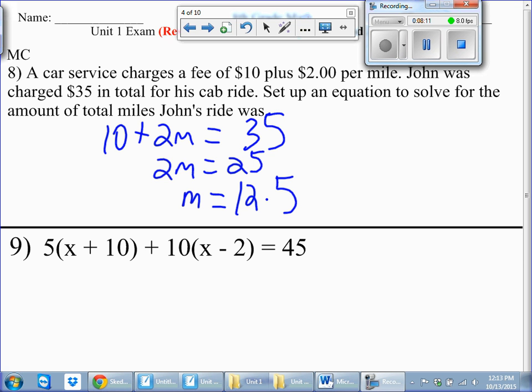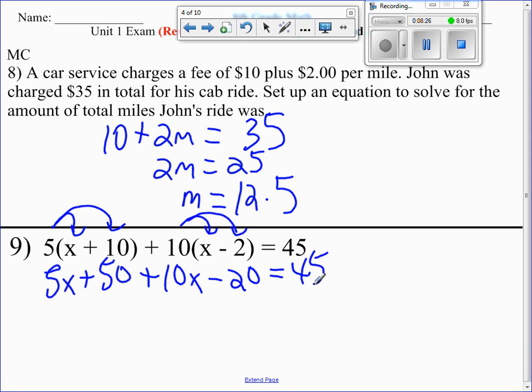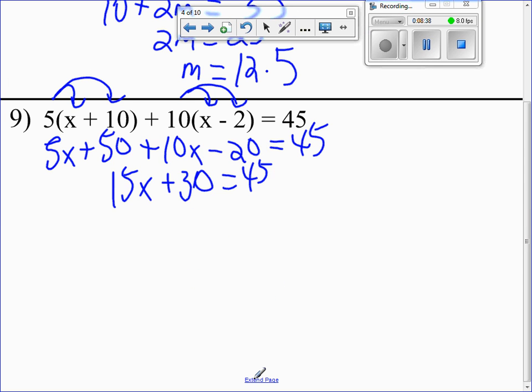Number 9, just an equation. Remember, if there's parentheses in an equation, you need to get rid of them first. So we're going to use the distributive property 2 times. 5x plus 50 plus 10x minus 20 equals 45. When you have a whole bunch of junk going on the same side like we do here, just find the like terms and combine them. So 5x and 10x is 15x. 50 minus 20 is a positive 30 equals 45. Minus 30 from both sides. 15x equals 15. Divide both sides by 15. X equals 1.